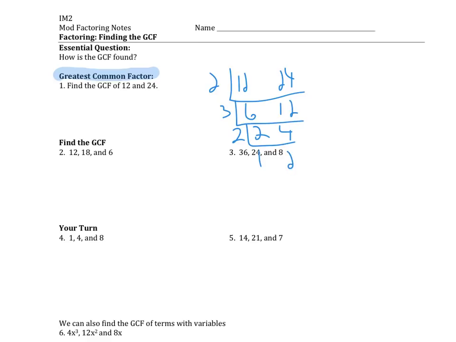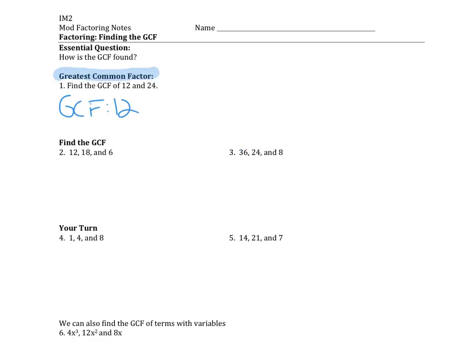So now there's nothing that we have in common. So now we multiply those. 2 times 3 is 6, times 2 is 12. So our GCF of 12 and 24 is 12. Now, we could have seen that by just looking at 12 and 24. So now, as we look at number 2, we want to find your GCF.